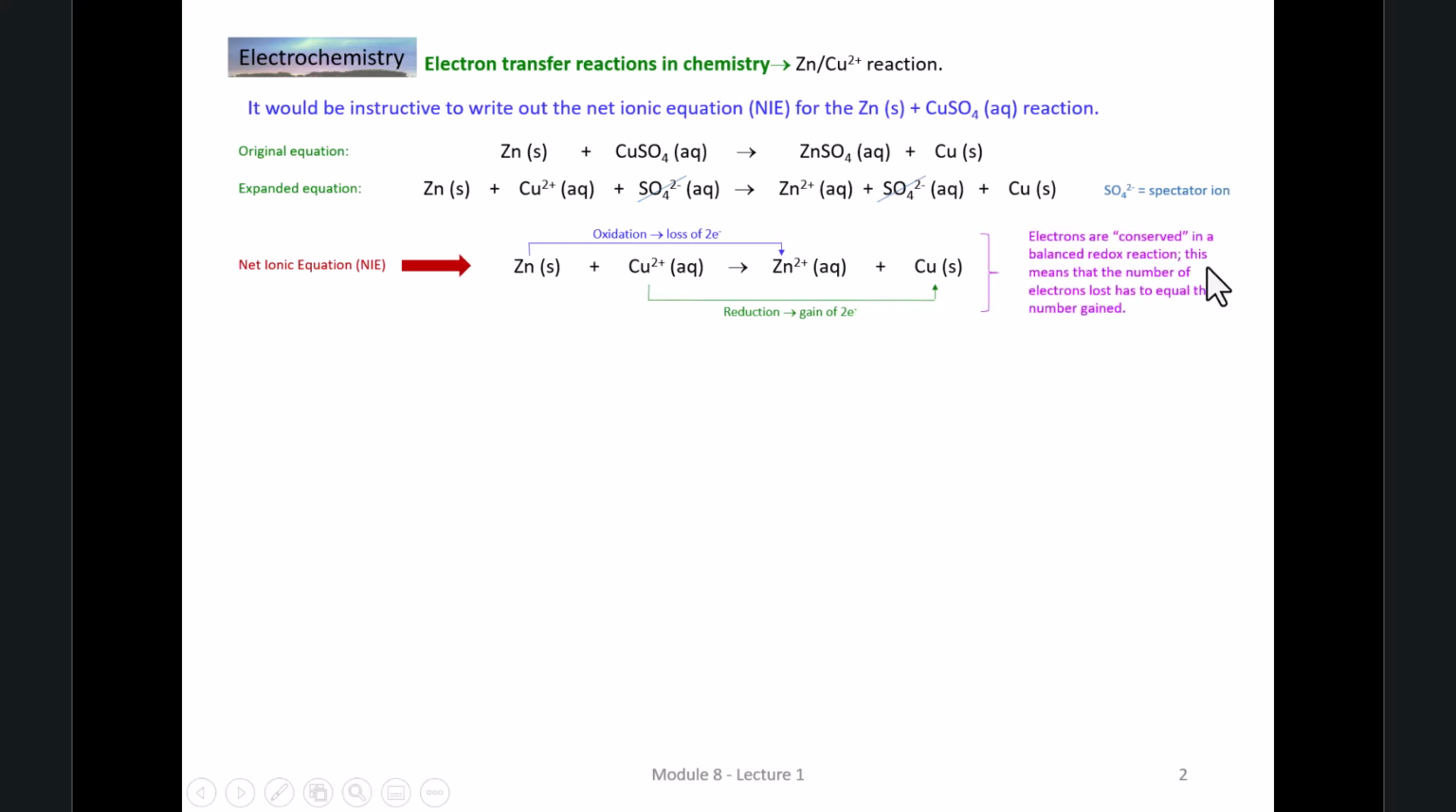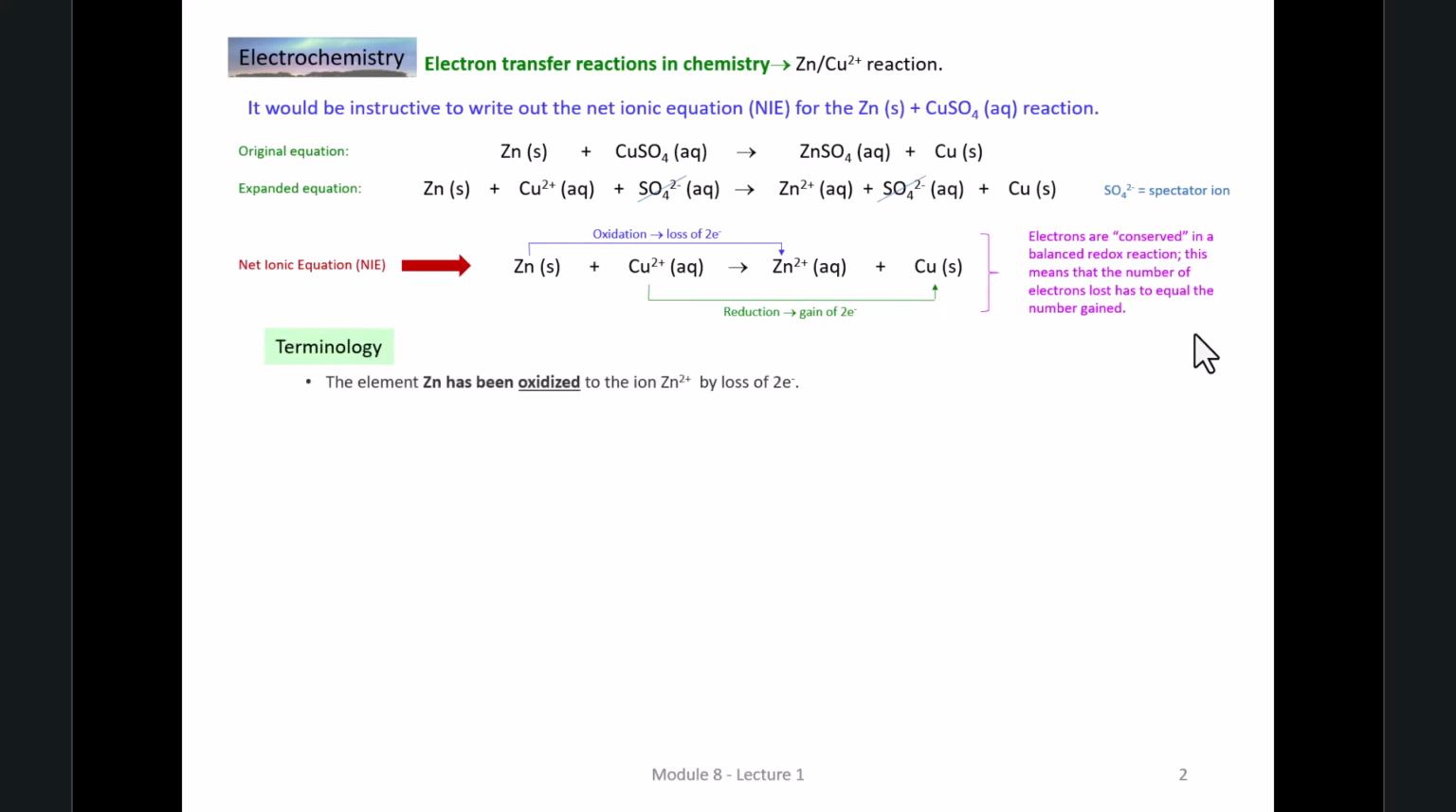One thing you should notice is that electrons are what we call conserved in a balanced redox reaction. And what this means is that the number of electrons lost, which was 2 in this particular case, has to equal the number gained, which was again 2 in this particular case. So the number of electrons lost by one species in solution has to equal the number gained by another species in the reaction.